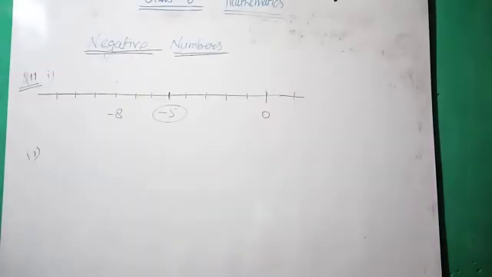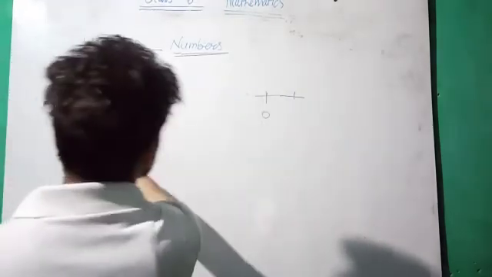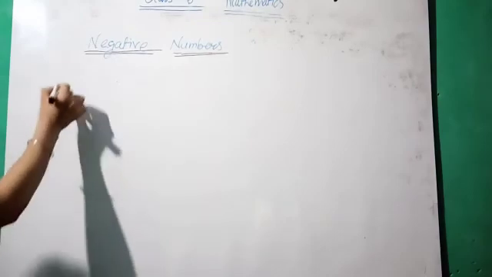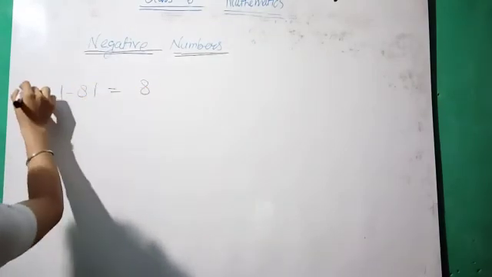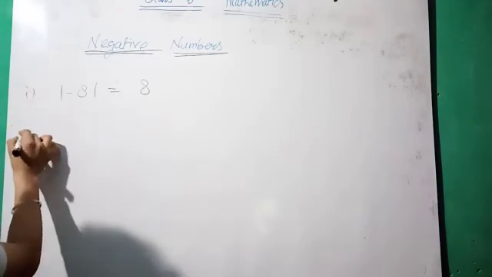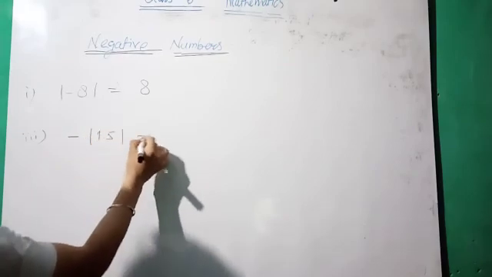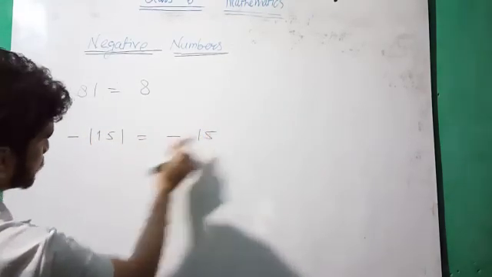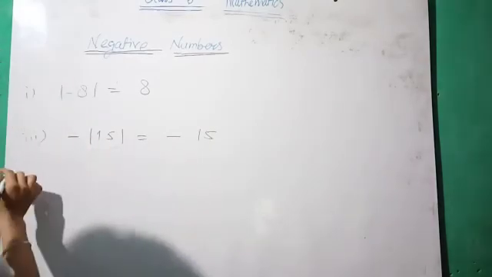Next, the last question is, write the value of each of the following. We have to find the absolute value in each part. Okay, mod of minus 8. This is known as mod. So the value is 8. First part. Second, 21. Third is important because the minus is outside of the mod. So we have to find this value as minus mod of 15. First we write mod of 15, that is 15, then minus.